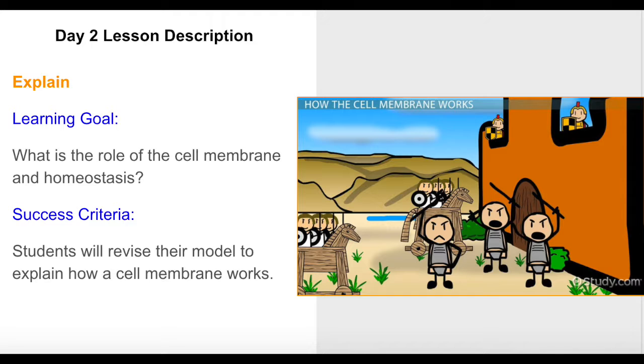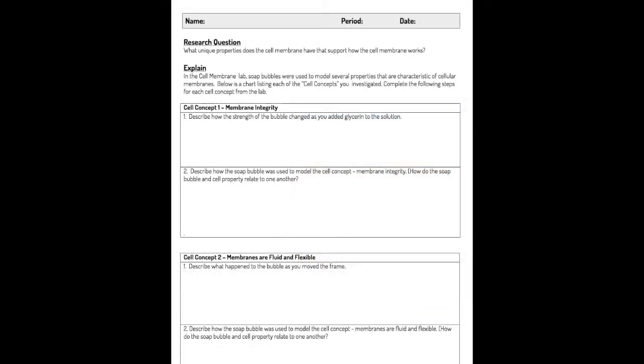In the second activity for Day 2, students will be connecting complex text with their science exploration and will be introduced to the concept of homeostasis. They will read text about the role of the cell membrane and homeostasis, answer text-dependent questions, and finally, revise their original model and add new understandings to explain how the cell membrane works. The student worksheets for both of these activities are in the link attached to this video.